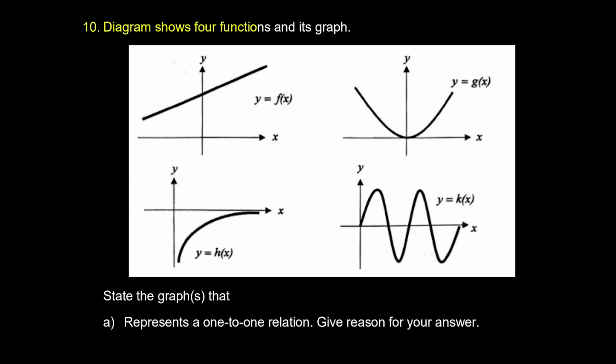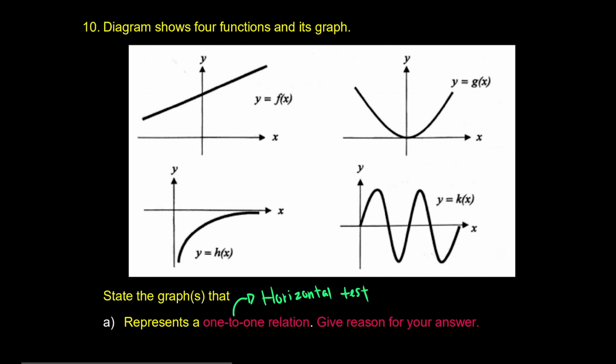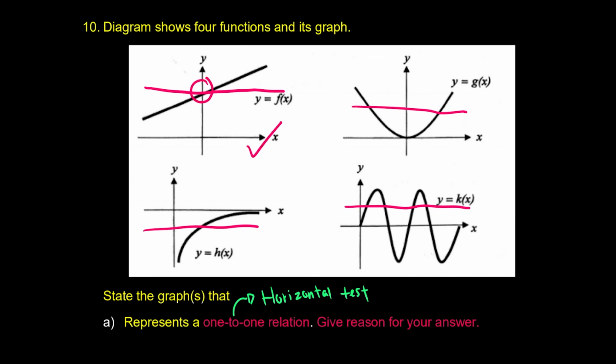Question number 10. The diagram shows 4 functions and their graphs. State the graph that represents a 1-to-1 relation. Give the reason for your answer. To prove that it's a 1-to-1 relation, we're going to carry out the horizontal test. In the horizontal test, we make sure that every object has only one image and every image has only one object. So let us carry out the horizontal test now. We draw horizontal lines at random places. This one only has one intersection, which is fine. This is a 1-to-1 relation.